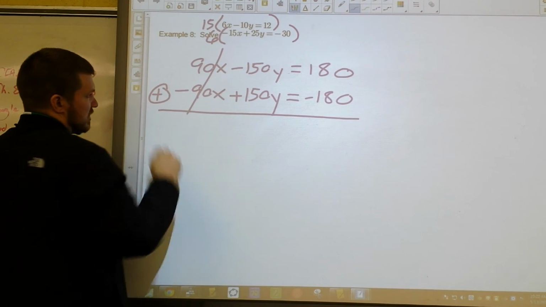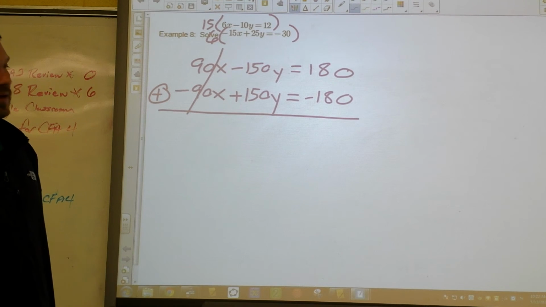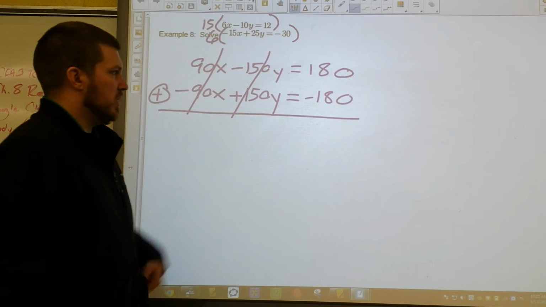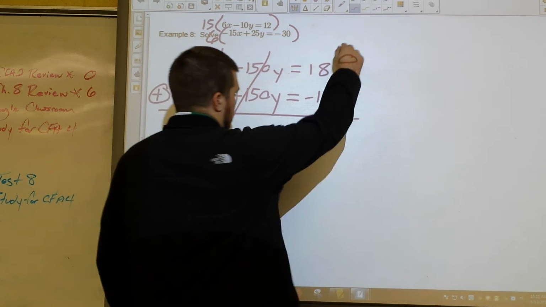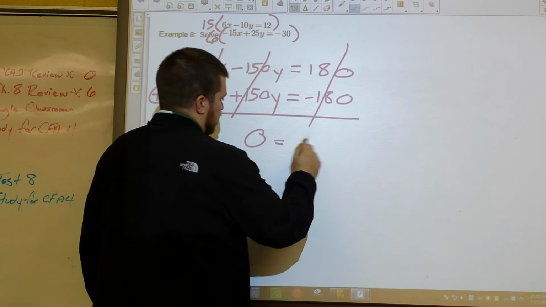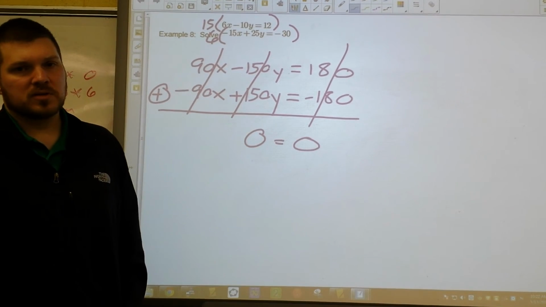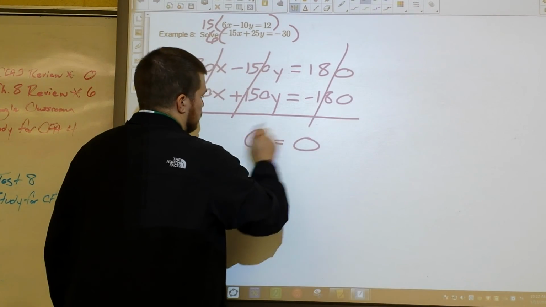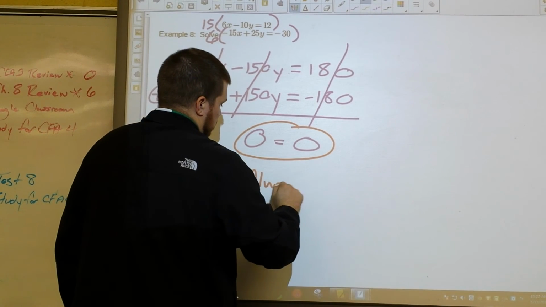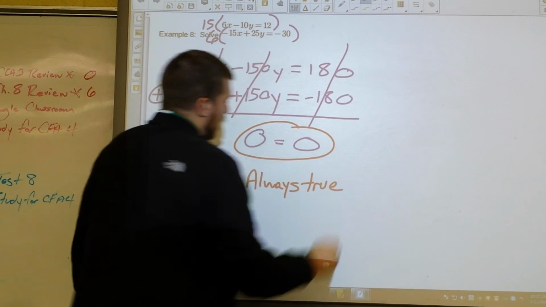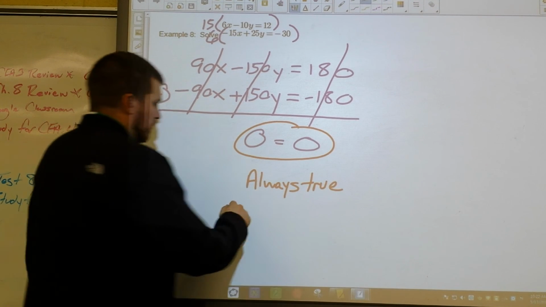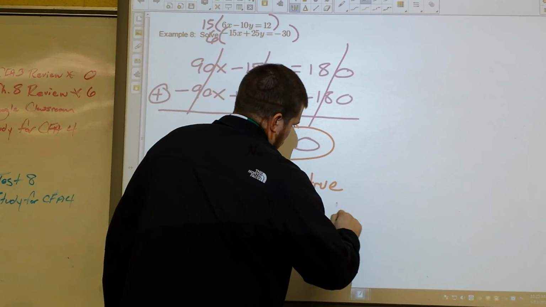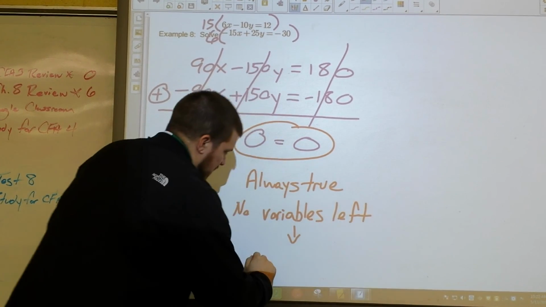And as we expect, the x's eliminate each other out. That's good. But now let's go to the y's. Negative 150 and positive 150. Wait a second. That's eliminated. And then finally 180 and negative 180. Those eliminate. So I have 0 equals 0. No variables. But at least this is true. I know 0 is equal to 0. That's always true. So no matter what, I know 0 is equal to 0. But there's no variable left. So what that means is infinite solutions.